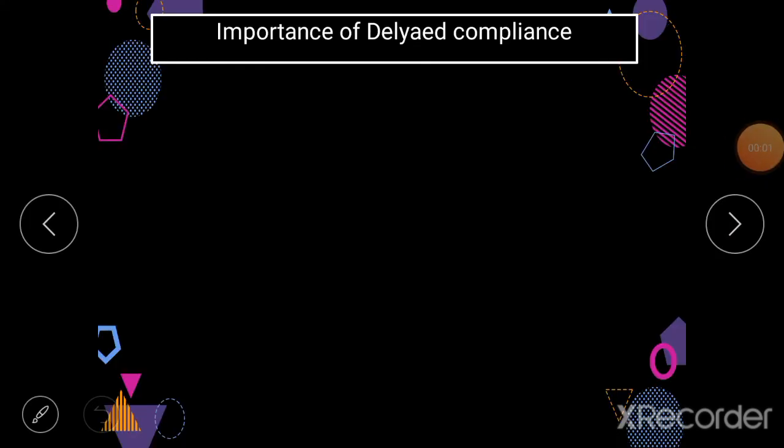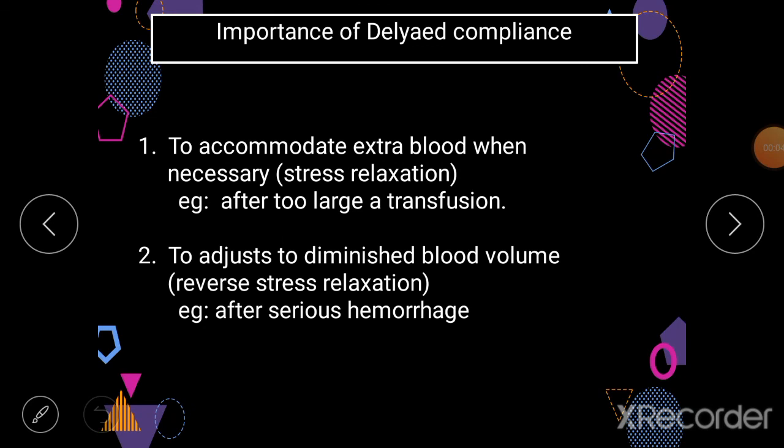Now let us study the importance of delayed compliance. Delayed compliance helps in accommodating extra blood or extra volume when it is necessary, and this is done through stress relaxation, and this is seen in the case of large transfusions or large intravenous administration of fluid. On the other hand, delayed compliance also plays an important role to adjust to decreased volume of blood by reverse stress relaxation, and this can be seen after serious hemorrhages during accidents or during surgeries.